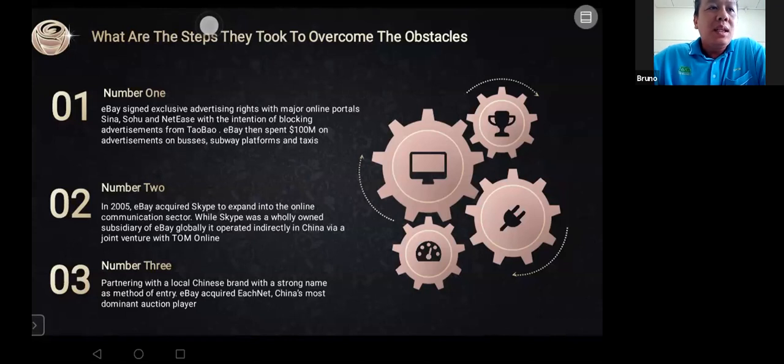Number 3, partnering with a local Chinese brand with a strong name as a method of entry. So by joint venture with the local Chinese market, eBay acquired EachNet, China's most dominant auction player, so that they can enter the China market easily. I think that's all for me.